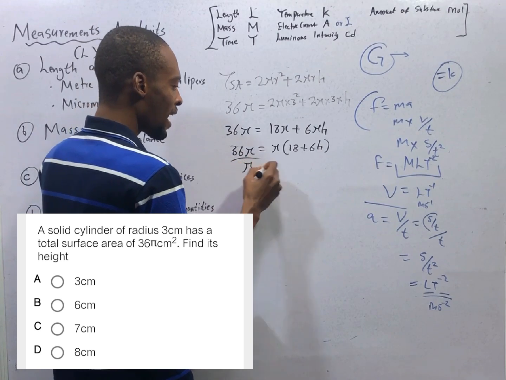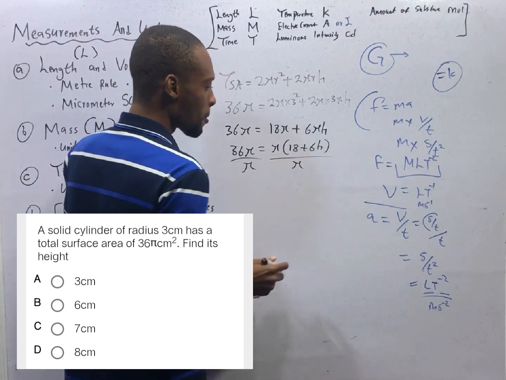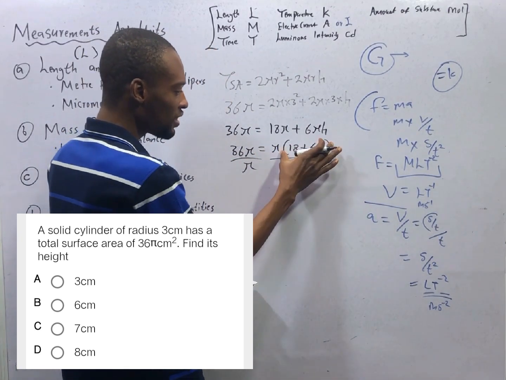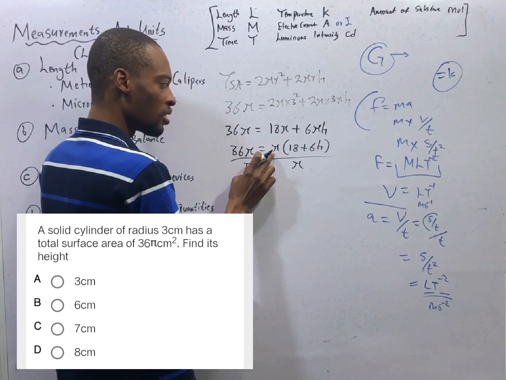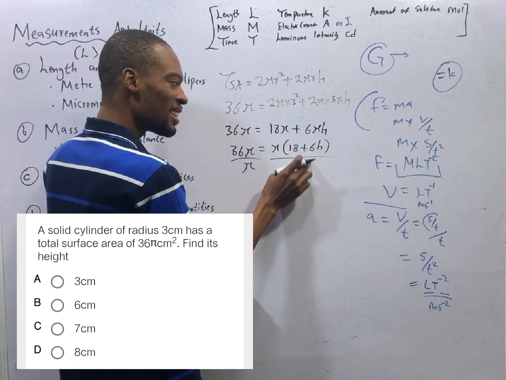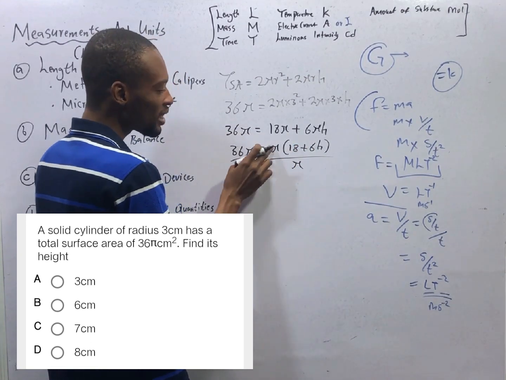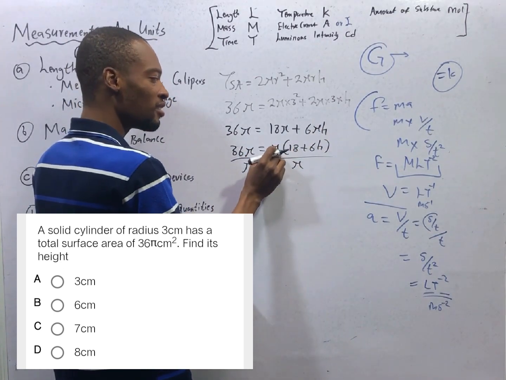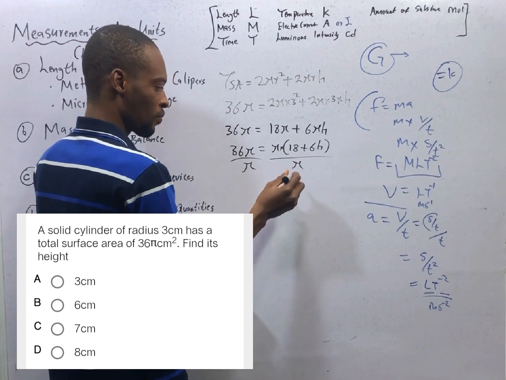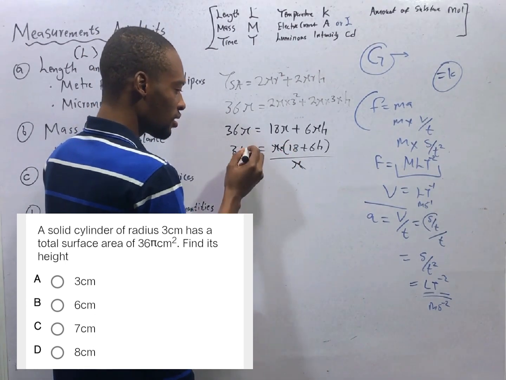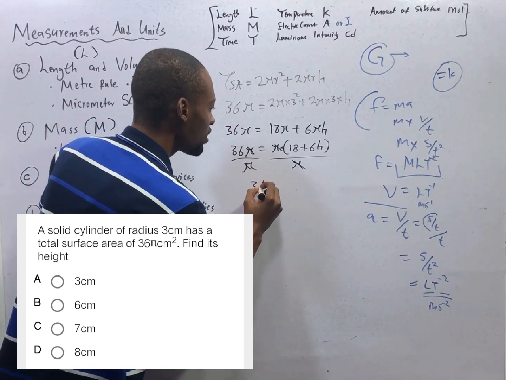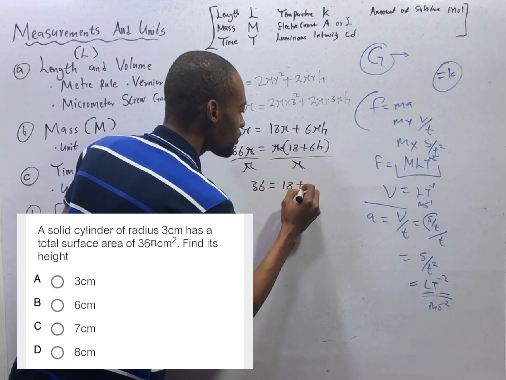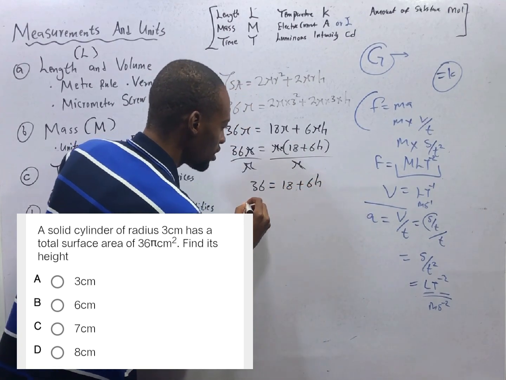If we divide here by pi and we divide everything here by pi, what is holding this and everything here is multiplication. So pi cannot cancel anything inside the bracket, but it can cancel anything outside because everything here is 1 bracket, and this is times. This cancels this cancels this. So 36 is equal to 18 plus 6h.